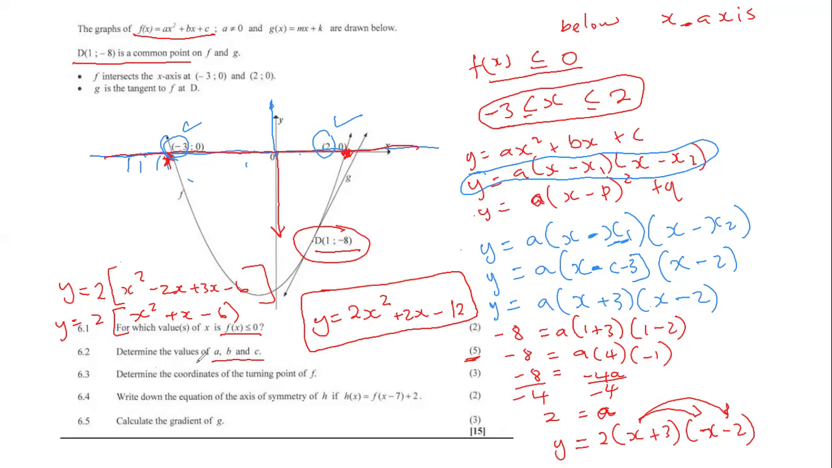So if the question said determine the values of A, B, C, the value of A is what? It's 2. This is the value of A. The value of B is 2 also. The value of C is minus 12. Yeah, this is C. Then we are good. If this is the case, this is C. Then we are fine.